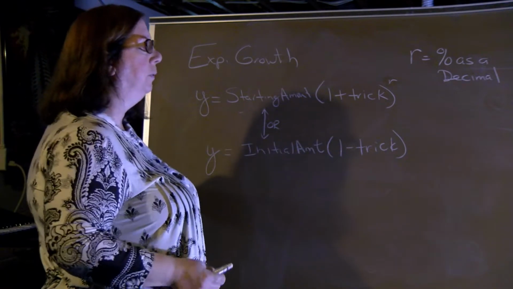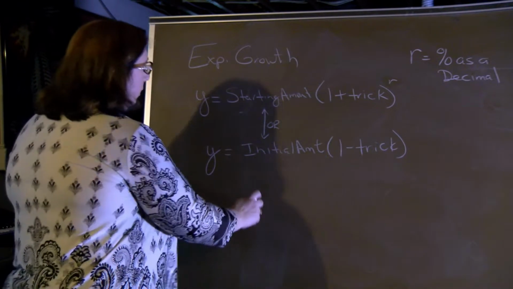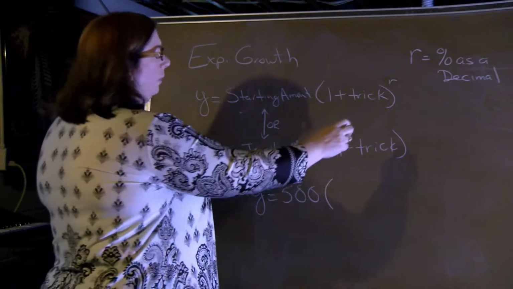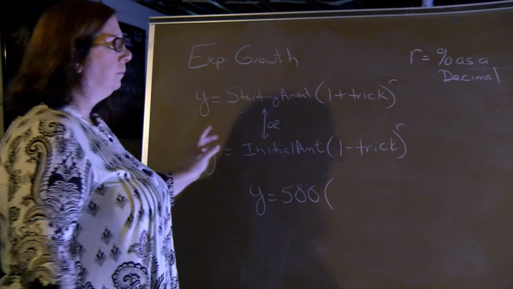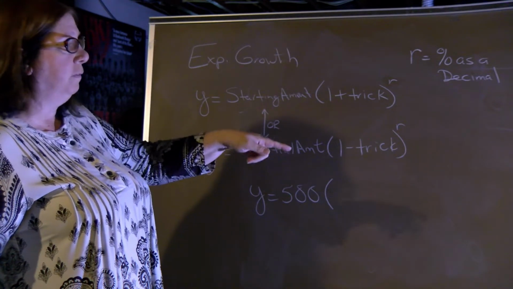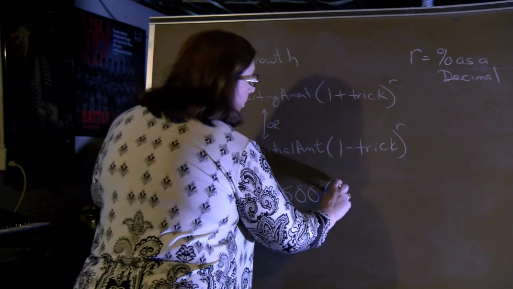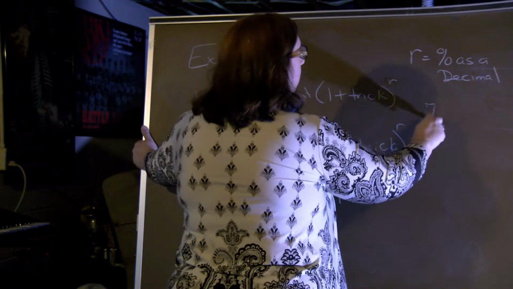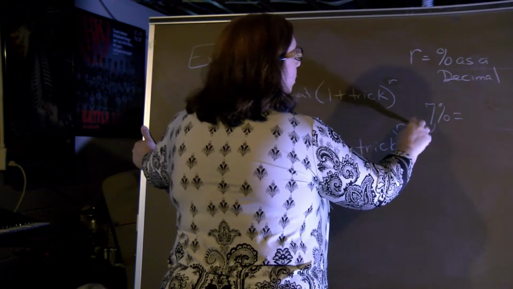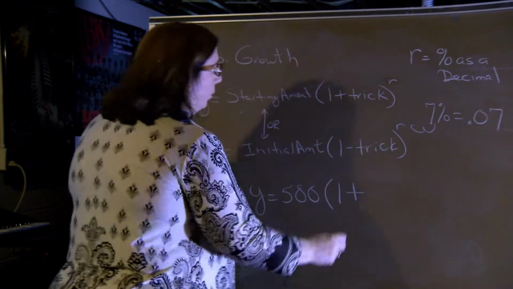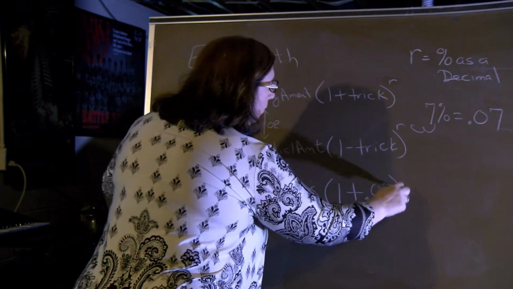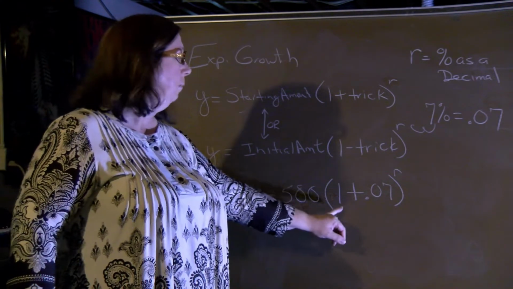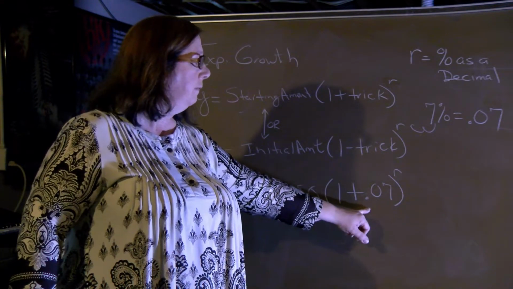So in that example, to write the equation, our starting amount was the 500. Don't forget your R. And we are making 7% interest, so it's an increase of 7%, so it would be a plus trick. 7% as a decimal, remember move it over 2, it's 0.07. And that would be your equation. So it's your initial amount, because it's an increase, it's 1 plus 0.07 to the R.